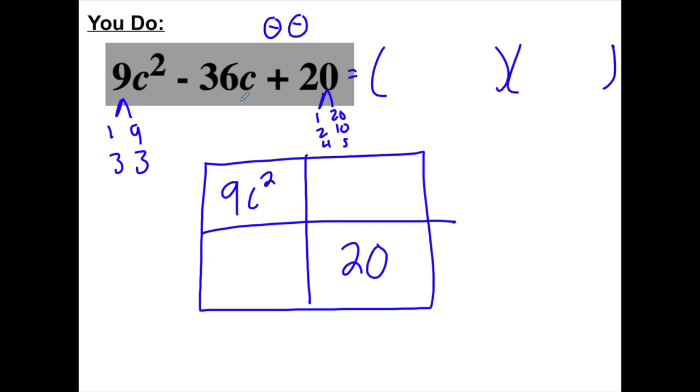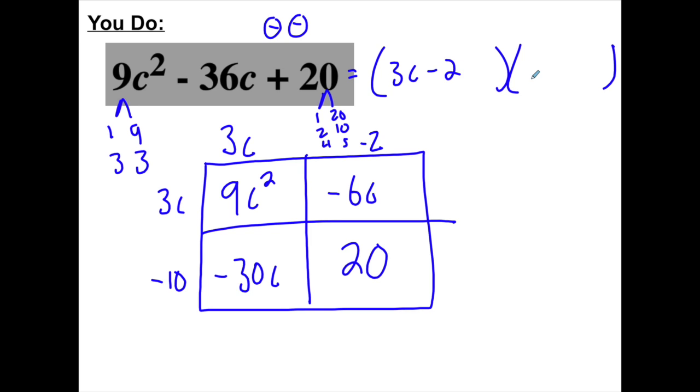And I think I know how I'm going to do it. Because I noticed that 3 times 10 is 30, and 3 times 2 is 6. So I'm going to put 3c here, and 3c here. And then I'm going to put minus 10 here, and minus 2 here. And because they're both 3c's, it doesn't matter where you put the other two, because again, these are literally the exact same thing. So this would give me negative 30c. This would give me negative 6c. So they add up to negative 36. And I get 3c minus 2 and 3c minus 10.